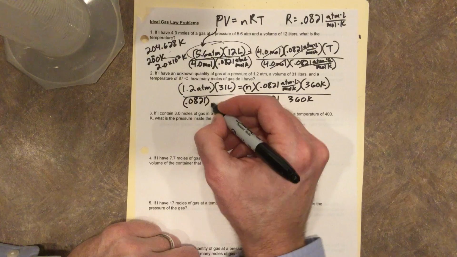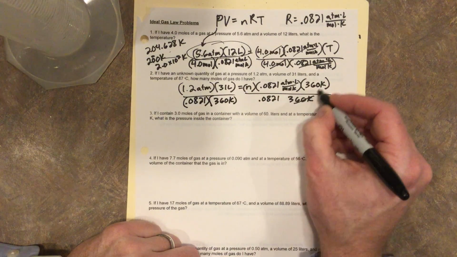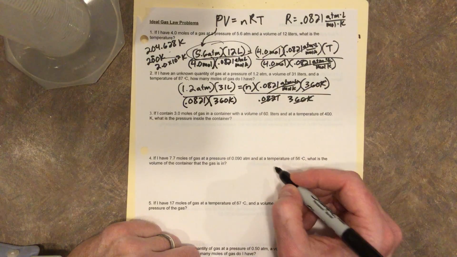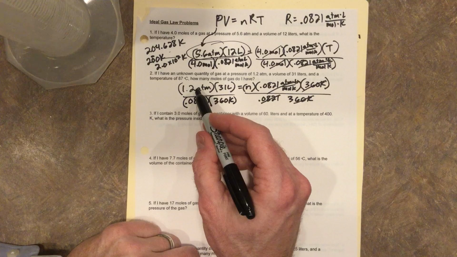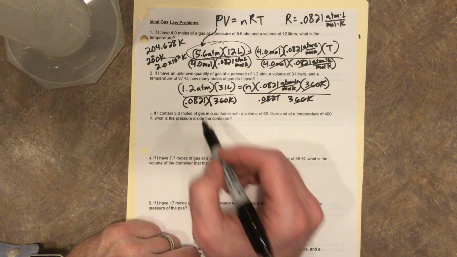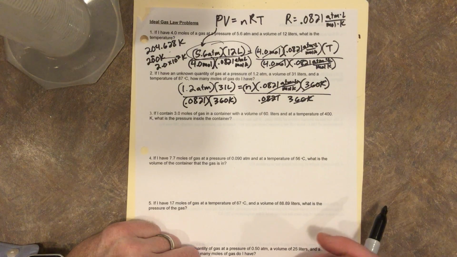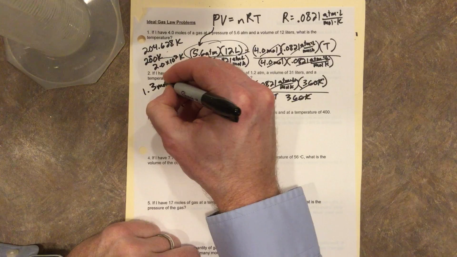0.0821 and 360. Okay. Cancel, cancel, cancel, cancel. Okay, I'm going to go ahead and take this set of work. Take 1.2 times 31 liters divided by these two at the bottom. When I go through and do that, I get an answer of 1.3 moles.